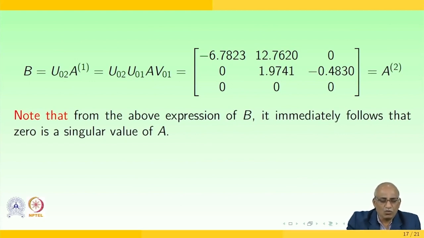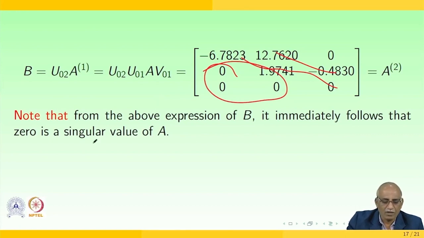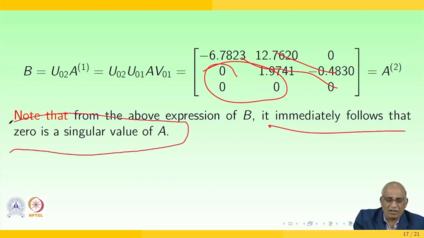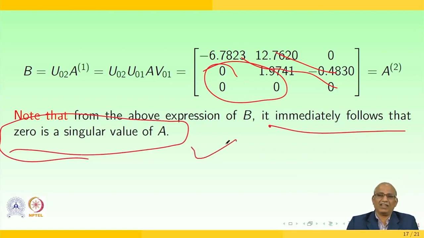So B is equal to U02 A1. That is equal to U02, U01, A V01. So you will have minus 67823. So like this you will have it. And these are all zeros. Note that from the above expression of B, it immediately follows that 0 is a singular value of A. So from this algorithm, what we can note down is, A will have singular values.